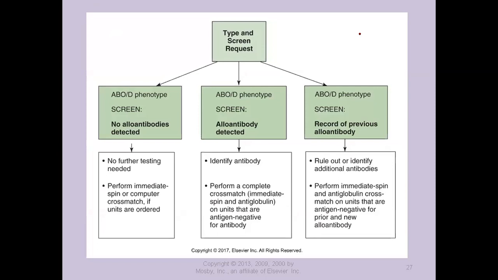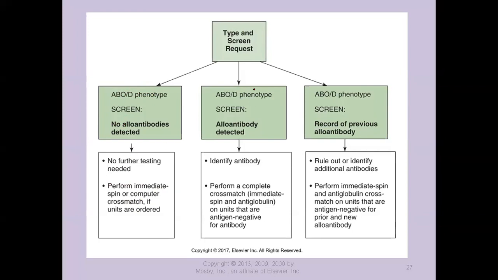So here we see a chart from our book, type and screen request. We do our ABO-D type, we do the antibody screen, no alloantibodies, no further testing needed. We could do an immediate spin or computer cross-match on any units that are needed on that patient.